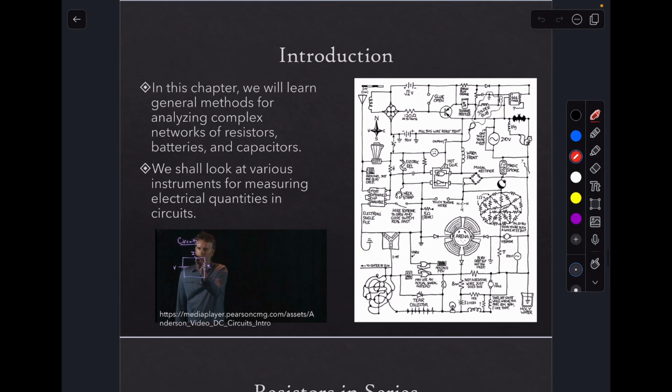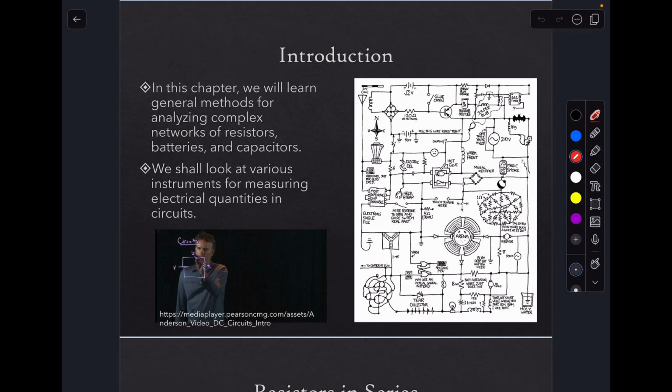So this is a cute picture of a circuit I thought was funny. It can kind of look like that. They can get really complicated and really complex. We're not going to deal with anything nearly that crazy, but it may feel that way.